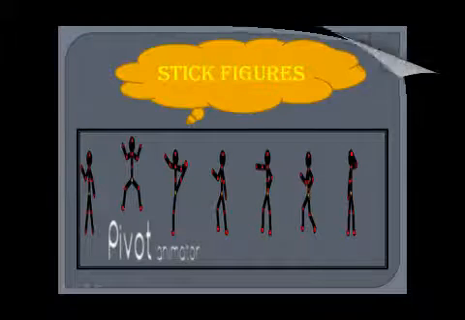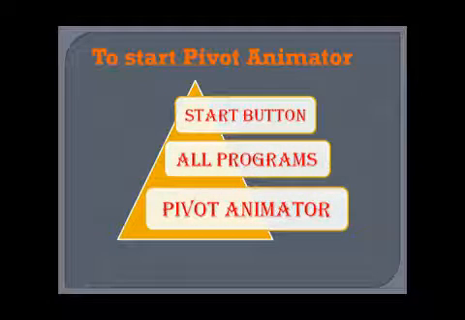Now we will move to our first topic of this chapter, that is how to start Pivot Animator. Dear children, first of all click on the start button. Now the start menu appears. On the start menu select the all programs option. Now scroll down and click the Pivot Animator folder. The Pivot Animator folder expands. Now click on the Pivot Animator option. You can observe that the Pivot Animator window appears.